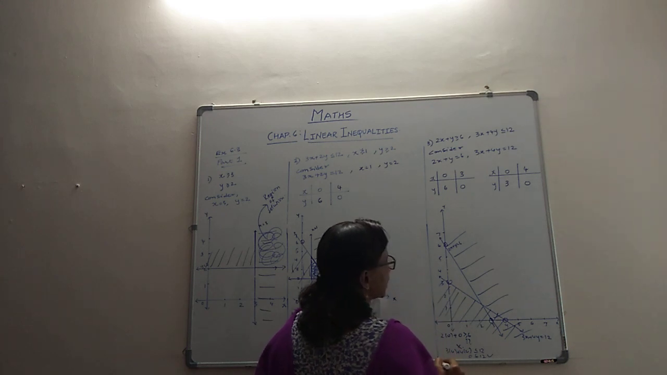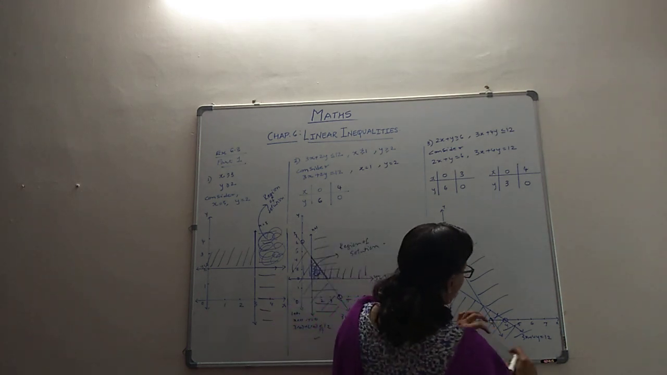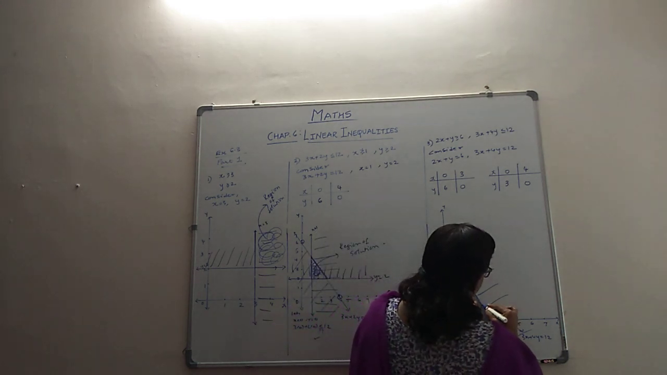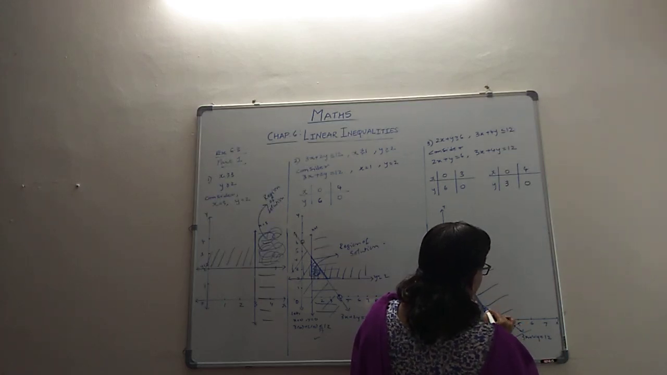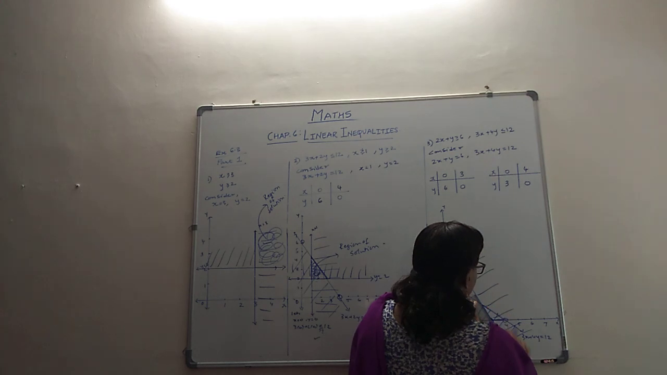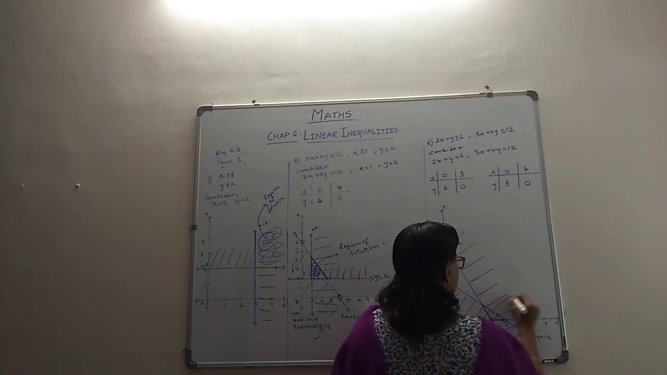So where is the common area coming up? It's coming in that small triangle here. Earlier one we had a right triangle, but here we have this small obtuse kind of triangle. This is our region of solution. Let's have a whirlwind.